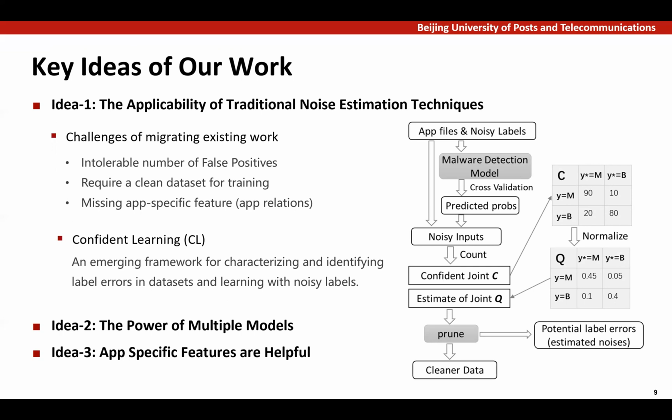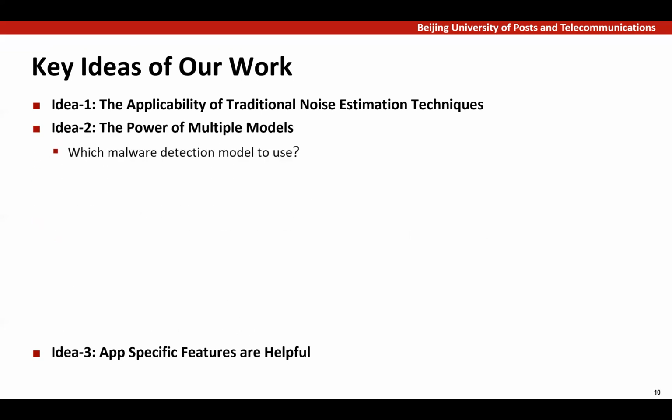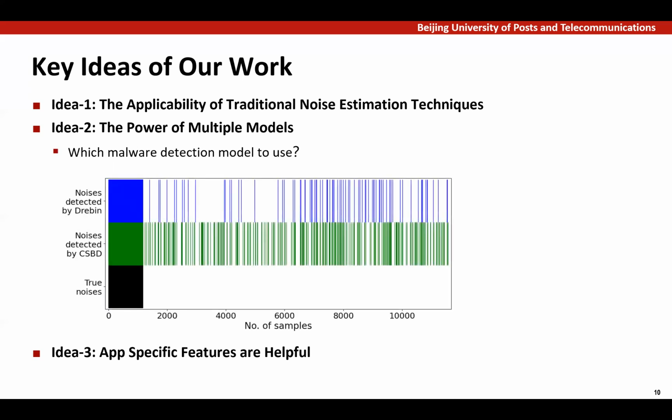Confident learning is an emerging framework for characterizing and identifying label errors in datasets and learning with noisy labels. For more details, you can refer to our paper. Confident learning works with a machine learning-based malware detection model to estimate noise. In fact, there are quite a lot of malware detection methods. In our preliminary exploration, we chose 2 open source methods, CSBD and Drebin, to verify the effect of confident learning.